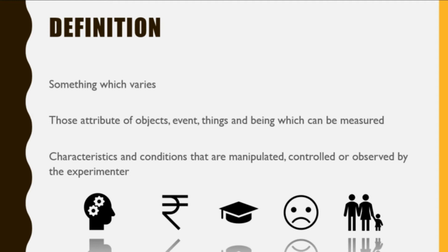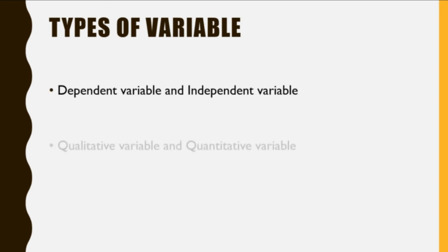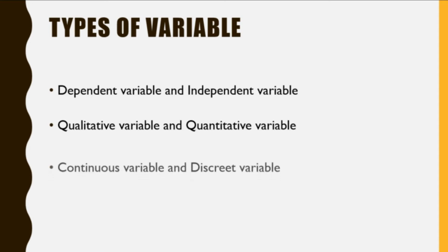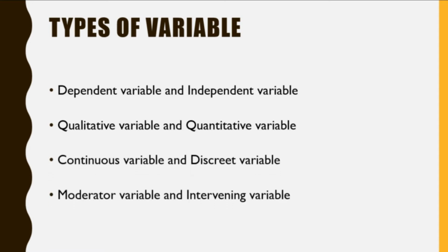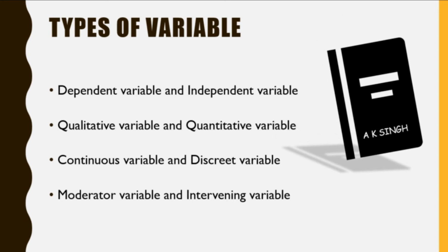Fine. So let us go quickly through the types of variable. Here we have dependent and independent variable, qualitative and quantitative variable, continuous and discrete variable, and moderator variable and intervening variable. These are variables divided into various types on the basis of their characteristics and the way they are used in a study, and all these types are given by A.K. Singh. A.K. Singh's textbook is what we will be referring to majorly, and after understanding all these things, I want you to compare these variables with other textbooks and references we have.